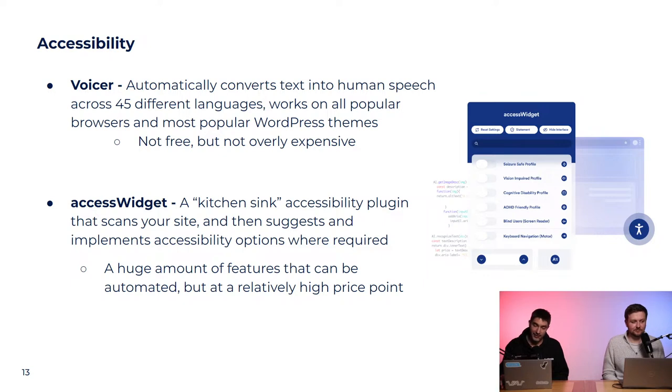So accessibility: Voicer, Access Widget, similar sorts of things. Voicer automatically converts text into human speech. So this is for people who are visually impaired. You can easily do it into a translator and everything like that. So again, not free, not overly expensive. If you're interested in making your site more accessible, a really great plugin.